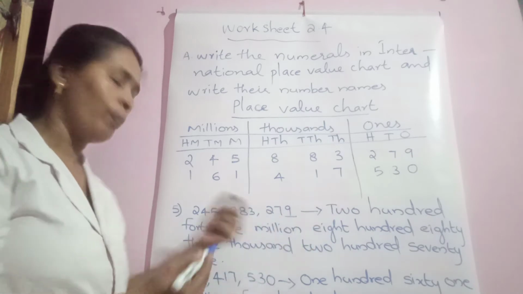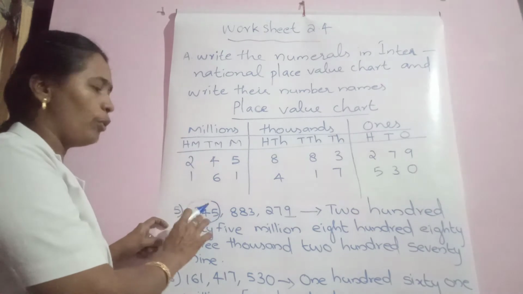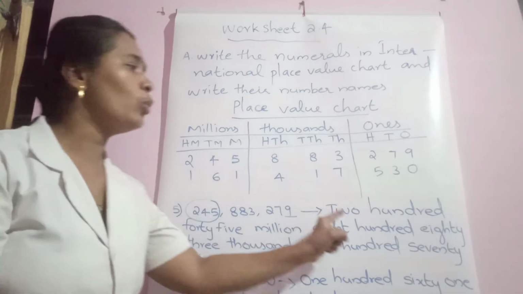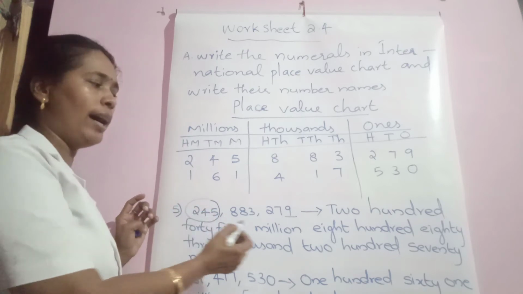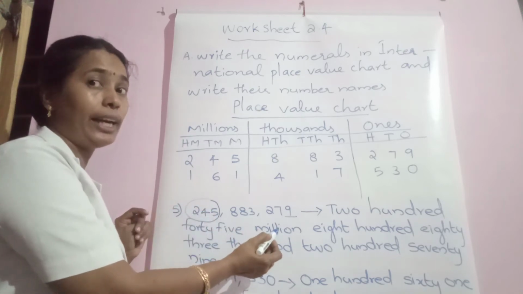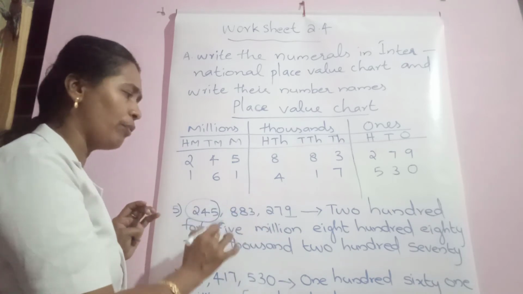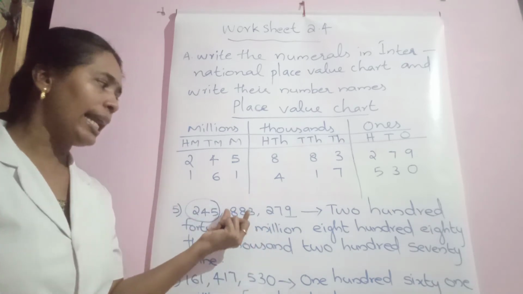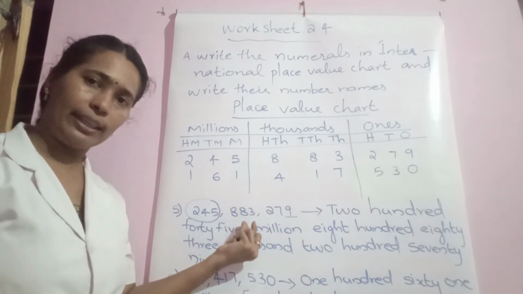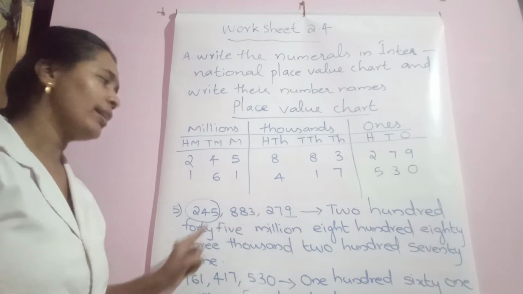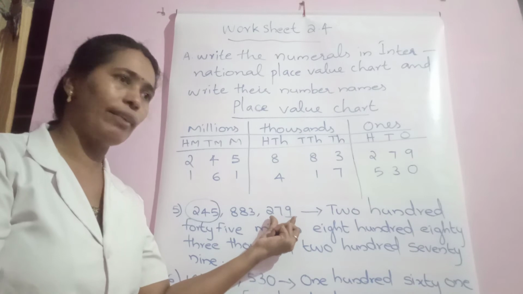So what do we do? Take this number together. You read this number together. 245 has to be written as 245. Then instead of comma, write the period. What is the period in singular form? Million only. 245 million. Next one is 883 together. 883, instead of comma, thousand. Then the next 3 digits together: 279.